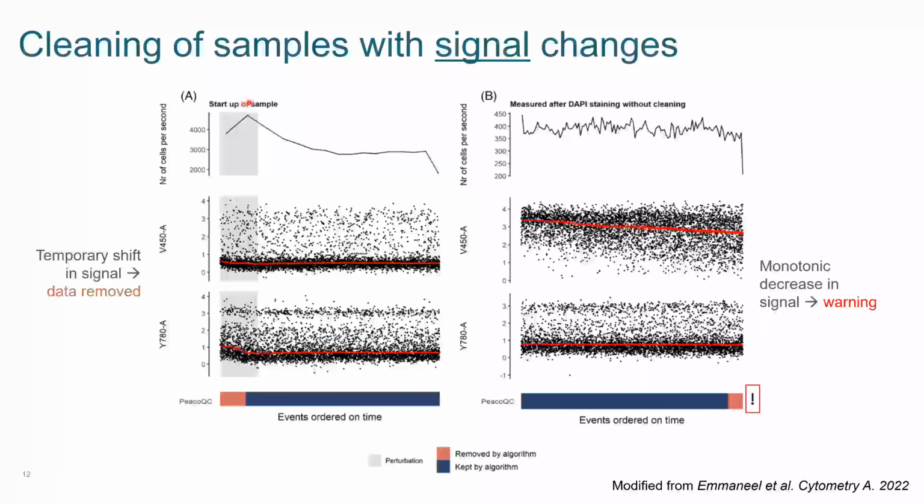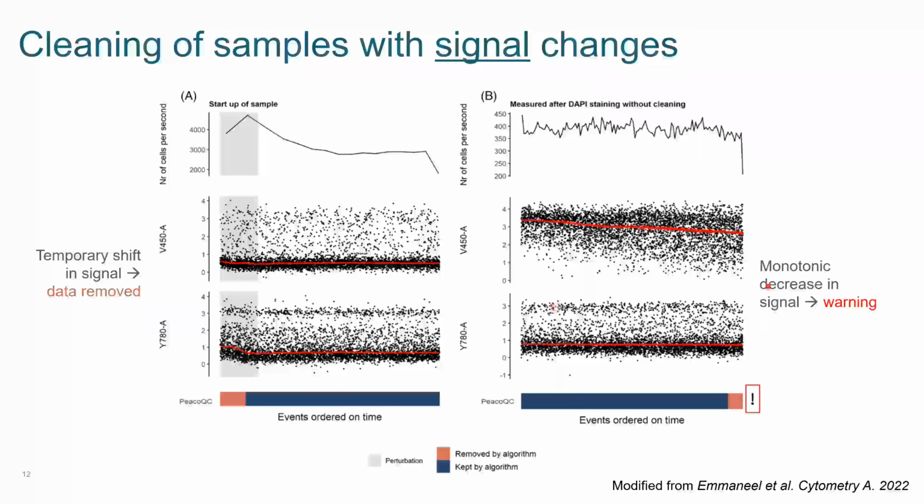And that spike in the flow rate caused a temporary shift in signal for this parameter down here, right? And you can see that it has this temporary increase that eventually does return back to what the rest of the sample looks like. Okay, so the data got removed from that portion, corresponding to that startup anomaly that happened.